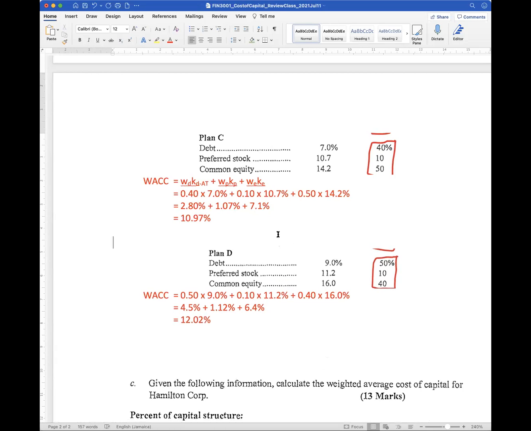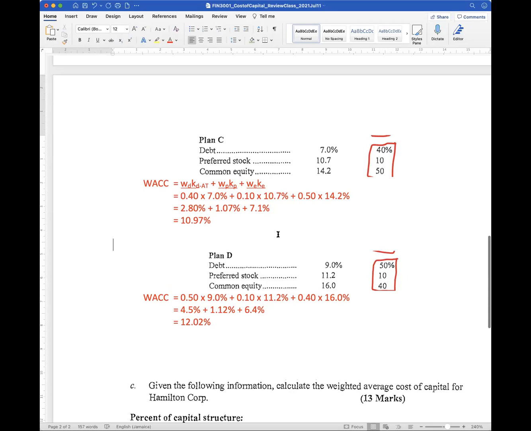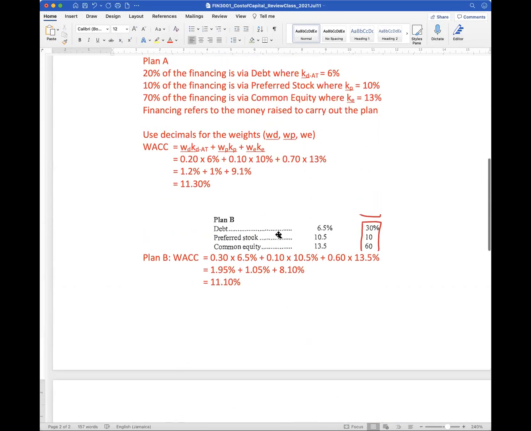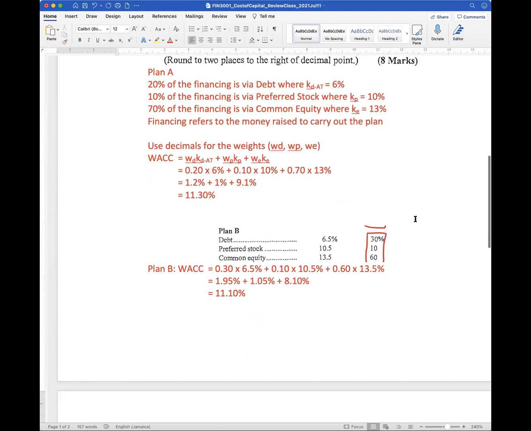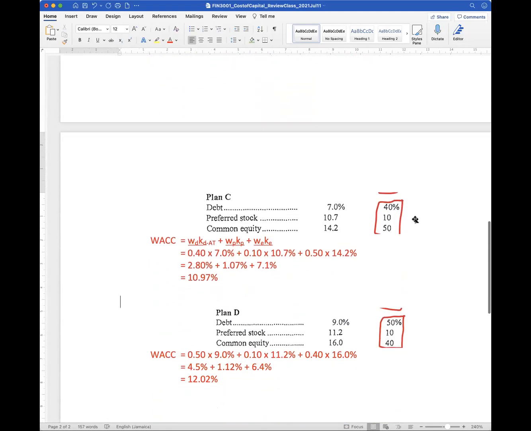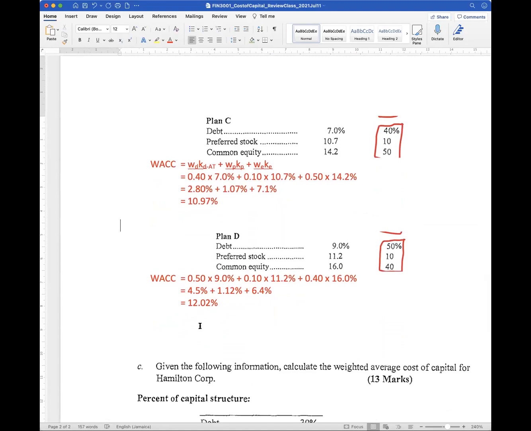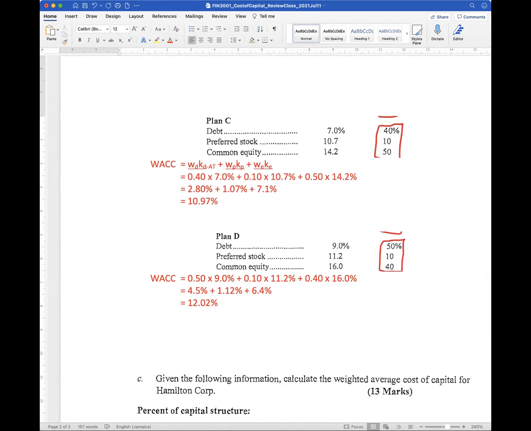By the way, one of the things when we're doing these questions, it's important to read, because the question didn't ask us to just calculate them. I'm going to go back up to the question. The question said, which of the four plans has the lowest weighted average cost of capital? So we had 11.3, 11.1, 10.97, and 12.02. So which one has the lowest? Plan C. All right, so you notice that if you never state that, you can't get full marks, even though you do all the hard work and do all the calculations.